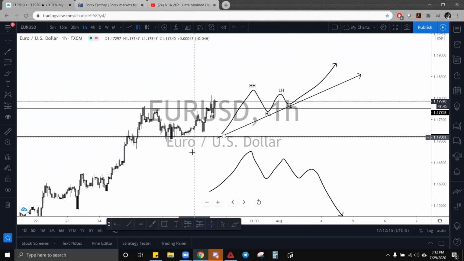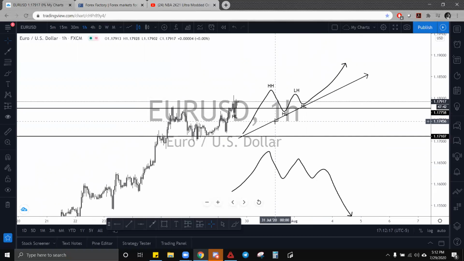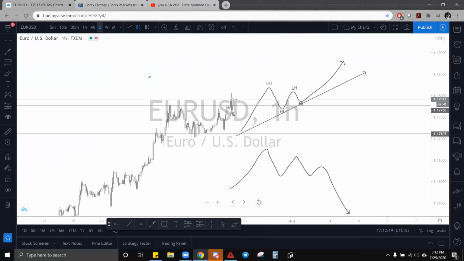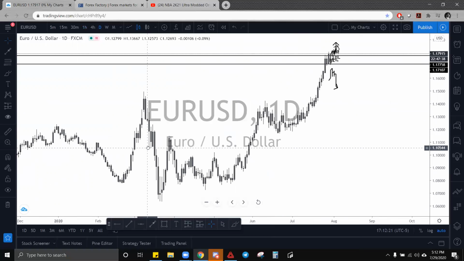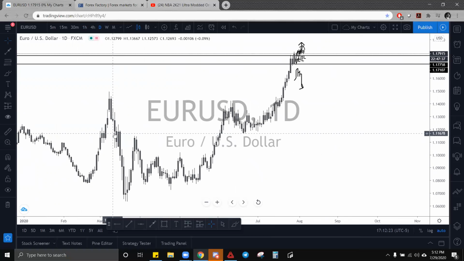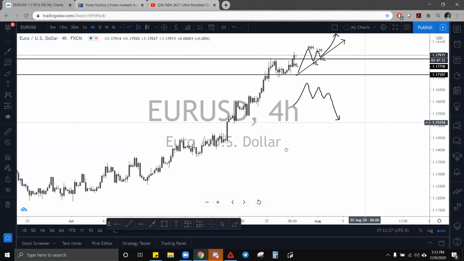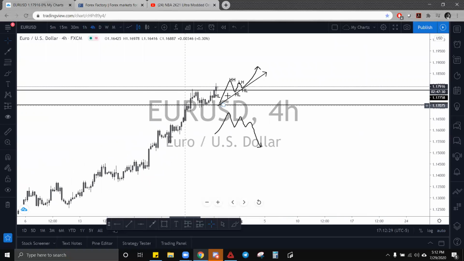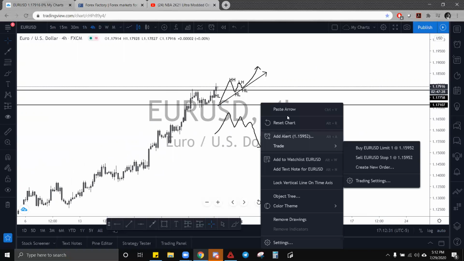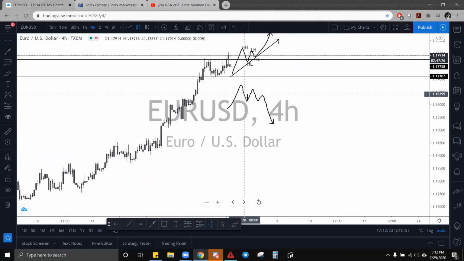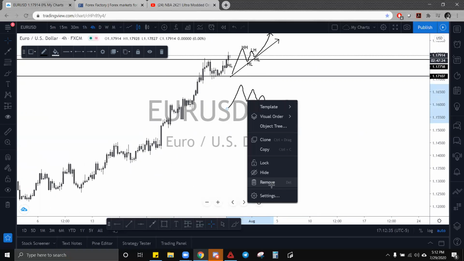Especially with something like this. When you look at the Euro USD, look how bullish this thing is, man. For the past couple of days, it's been really bullish. So that's why I was telling you.